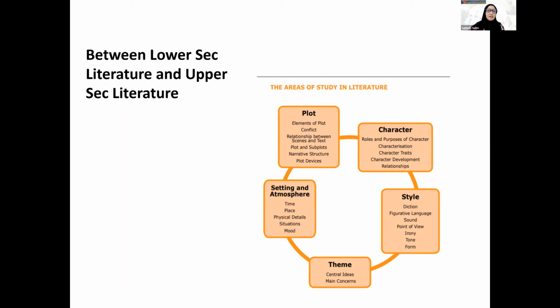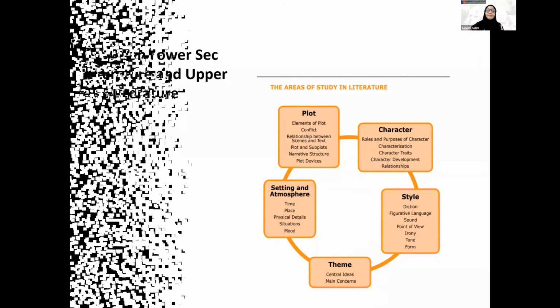So there is really nothing new. It is a reinforcement of whatever that you have already learned in Sec 2. Another thing that is similar between lower sec and upper sec literature is the rigor of writing a 25 marks essay response. At lower sec, we have already exposed you to 25 marks essay written response. So this is something that you would already be familiar with when you go to Sec 3.